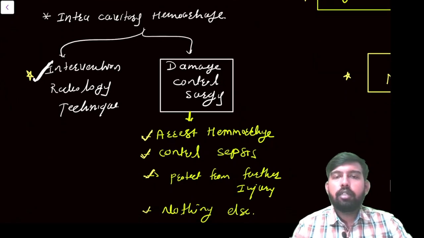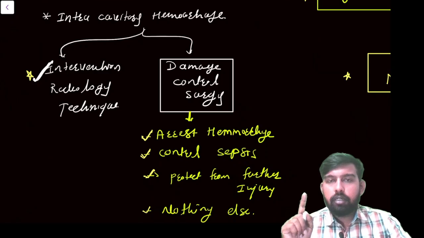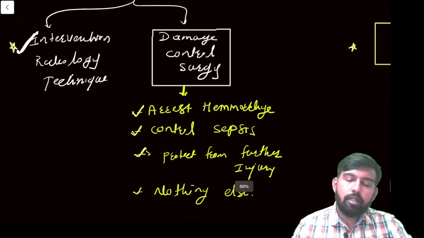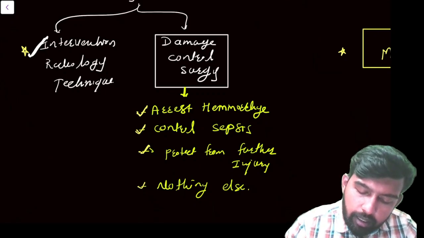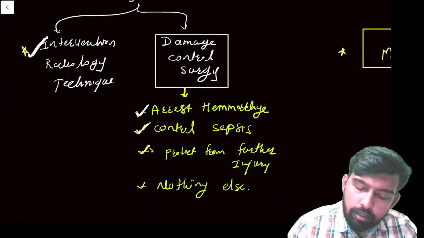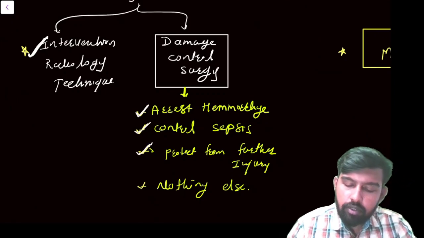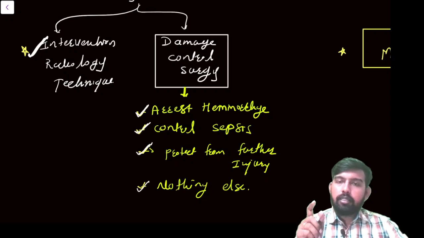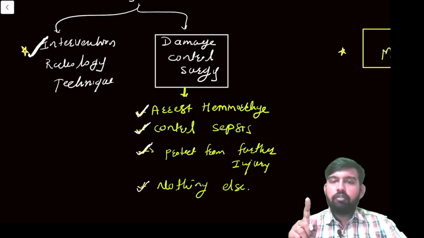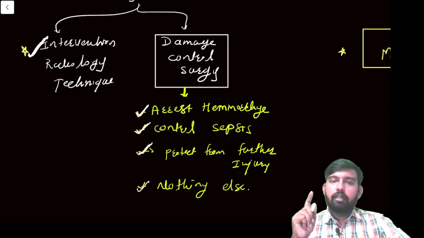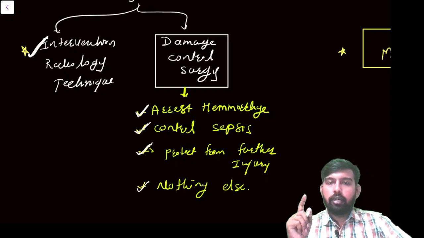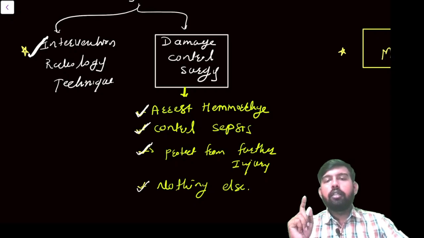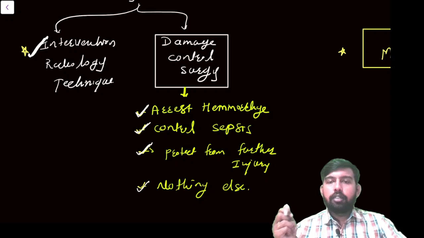Damage control surgery is a part of damage control resuscitation. It includes the arrest of the hemorrhage, control of the sepsis, and protection from further injury, and nothing else. The basic principle is that control of the physiological parameters is more important than the anatomical parameters. Control of hemorrhage is the priority over the correction of anatomical structures.